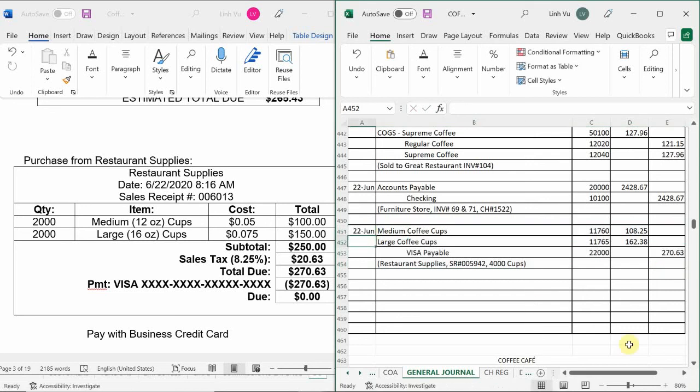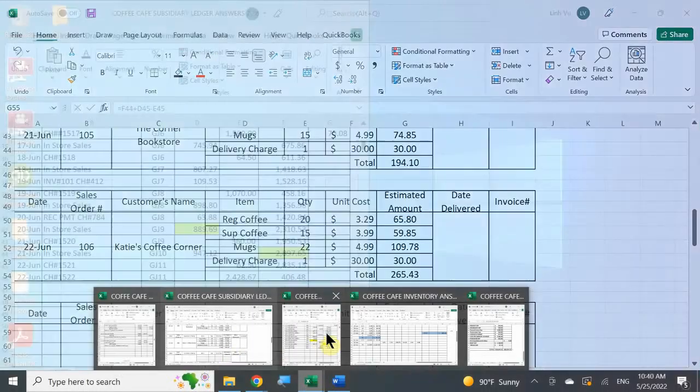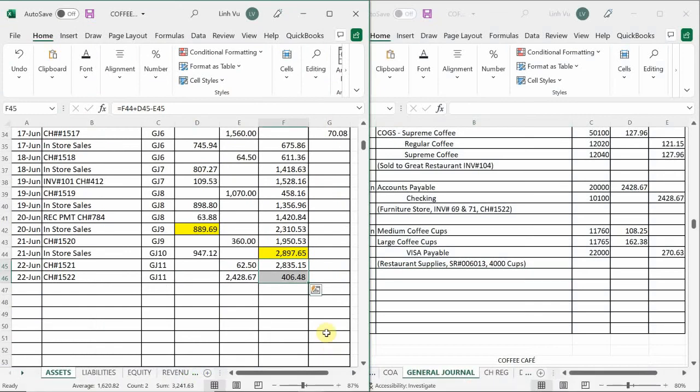And today's the 22nd. There you go. All my numbers are there. All I have to do is enter in my sales receipt number. So sales receipt number is 006013, for 4,000 cups. Of course, we need to go to our ledger to update our accounts, because now I owe more money on my credit card.